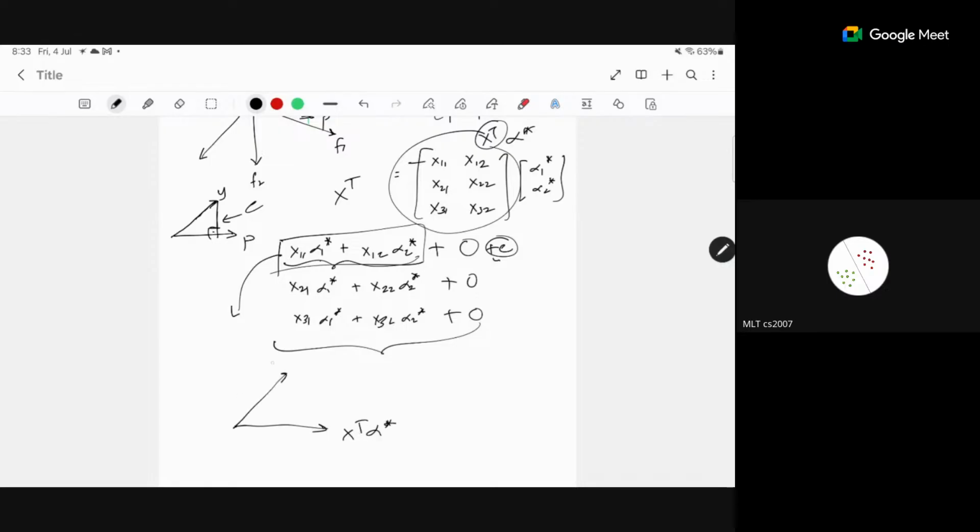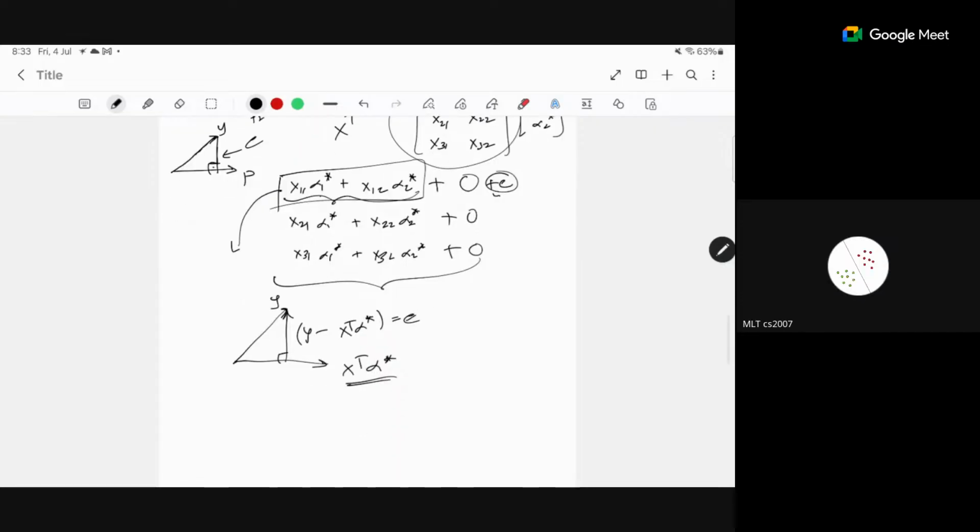This is my label Y, and there is some error vector here. What will be the value of this error vector? Basically it is Y minus X transpose alpha star. So what is another meaning of it? This error vector is perpendicular to this. So let us say this is E, and this I'm saying as P. Can I say that P transpose E equals 0? Then what is Y? Y is basically P plus E.